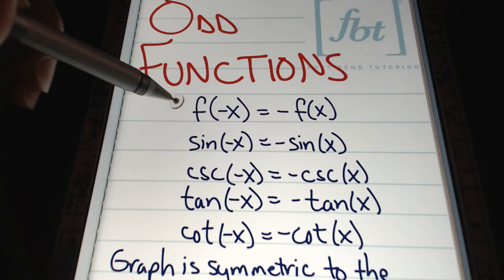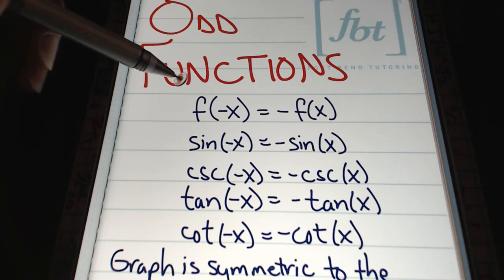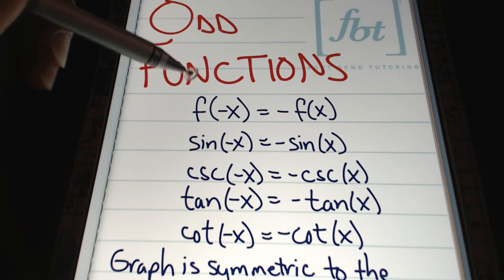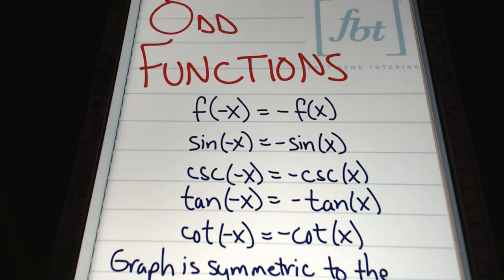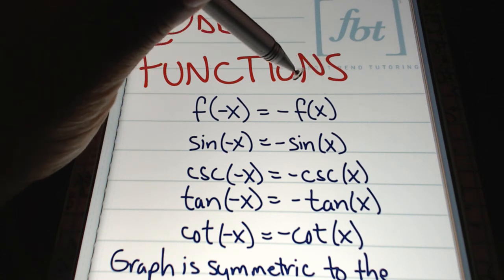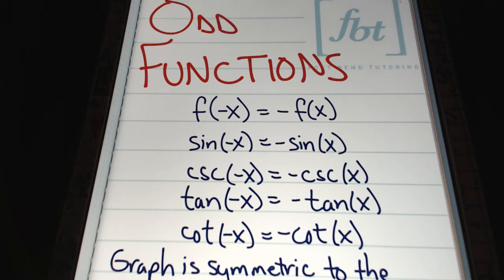So there's an odd function test so that you can do it algebraically. You don't even have to see the graph itself. You can take the equation itself and replace all the x's with negative x, then simplify, and if it's equivalent to the opposite of the original function, you are dealing with an odd function.